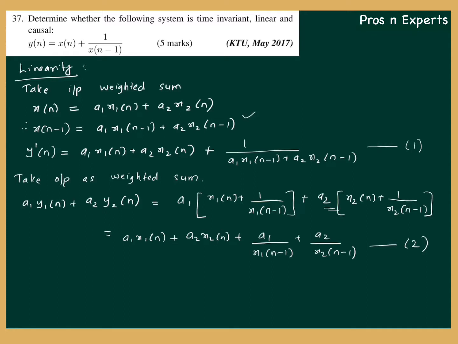Now let us observe equation number 1 and equation number 2. Are they same? No. However hard we try, we cannot equalize equation number 1 RHS and equation number 2's RHS. So we have to conclude that equation number 1 is not equal to equation number 2. That implies the system is not linear.